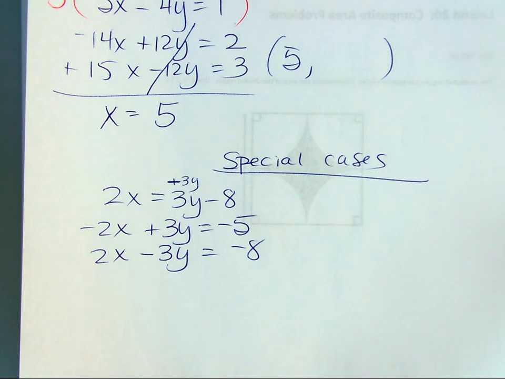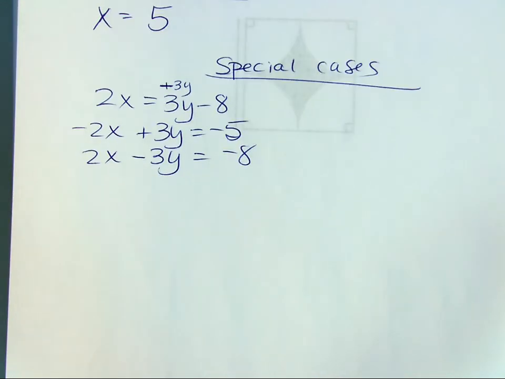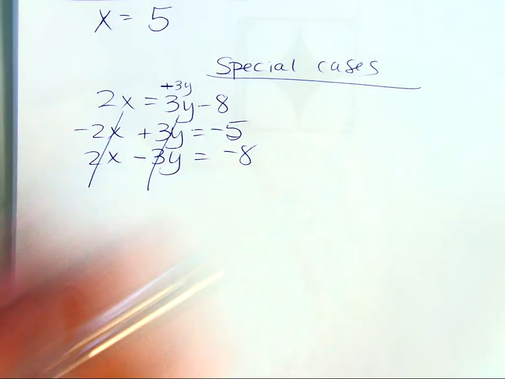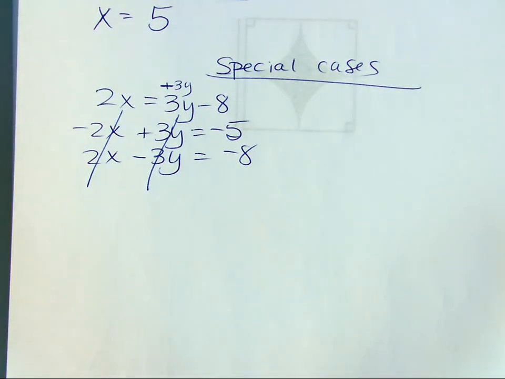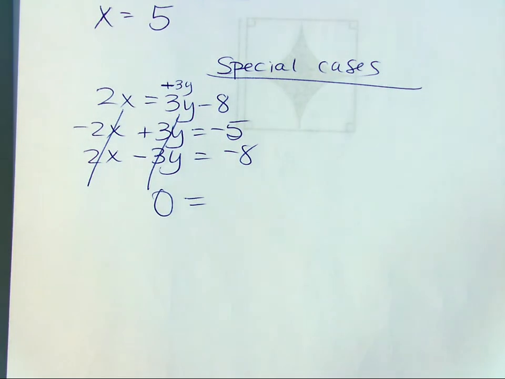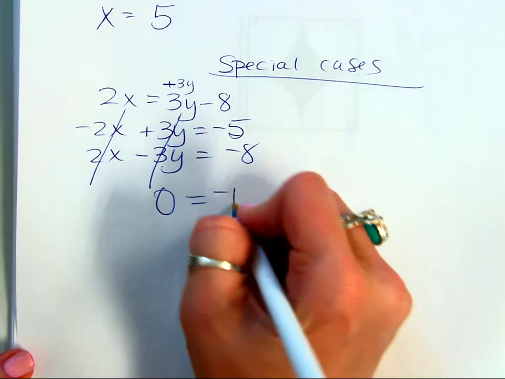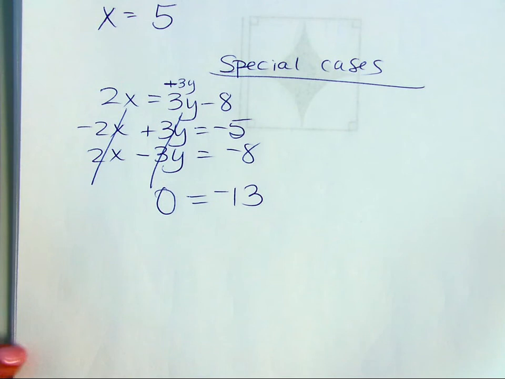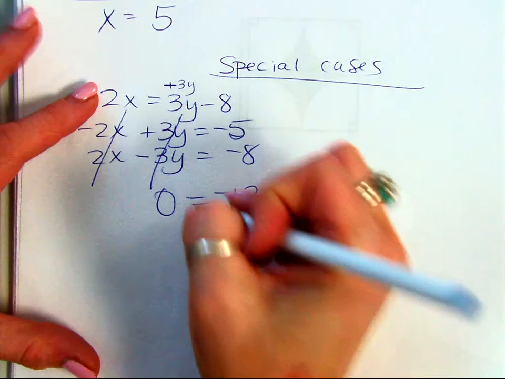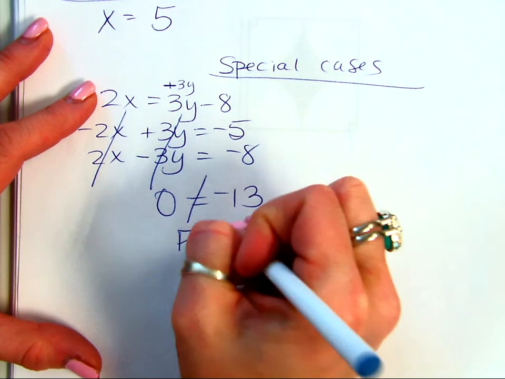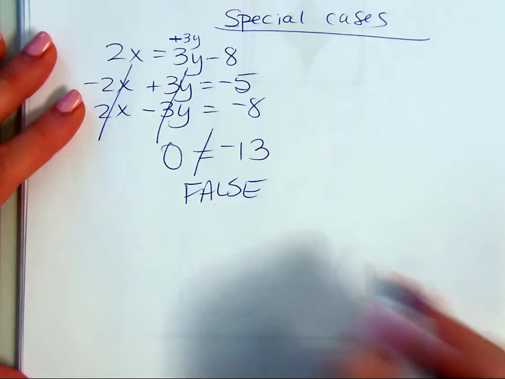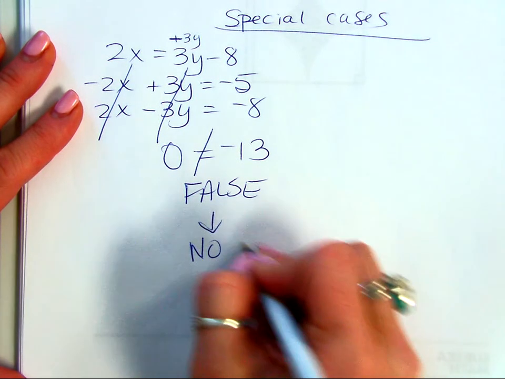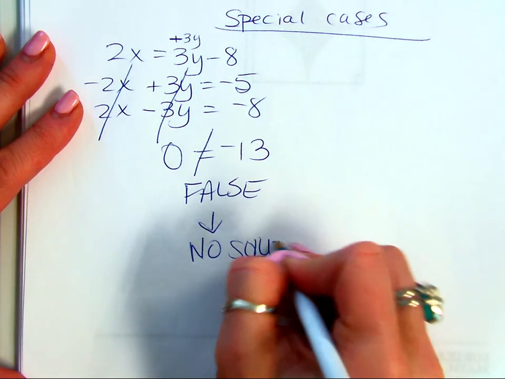What the heck happens here? You know something kooky is up, because not only do the x's cancel, the y's also cancel. Which means you have nothing on the left and what on the right? A negative 13. Is that true? It's false. What does a false statement mean? No solution. I just need you to be prepared for this.